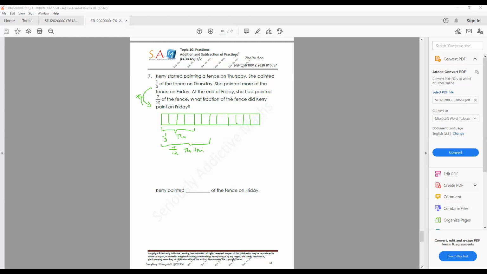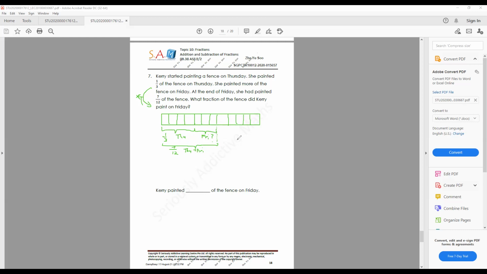I'm sorry, I need to do some edit. It wasn't 7 out of 12 just now. This is 7 out of 12. I didn't draw it long enough. 7 out of 12 is here. 1, 2, 3, 4, 5, 6, 7. And so that means that this is Thursday. Sorry, this is Friday. So what fraction of the fence did Carrie paint on Friday? This is the question mark.